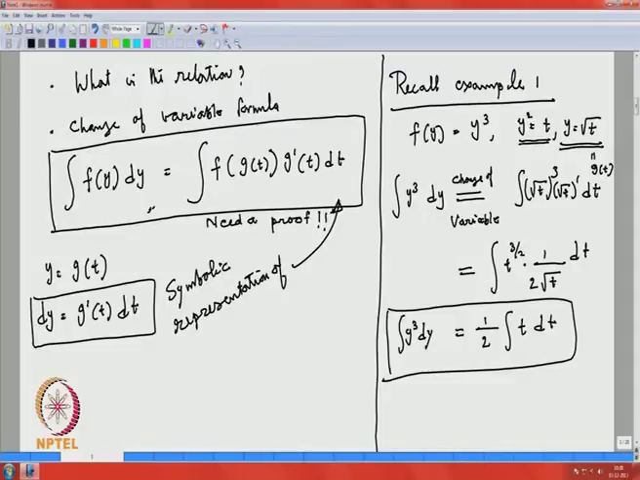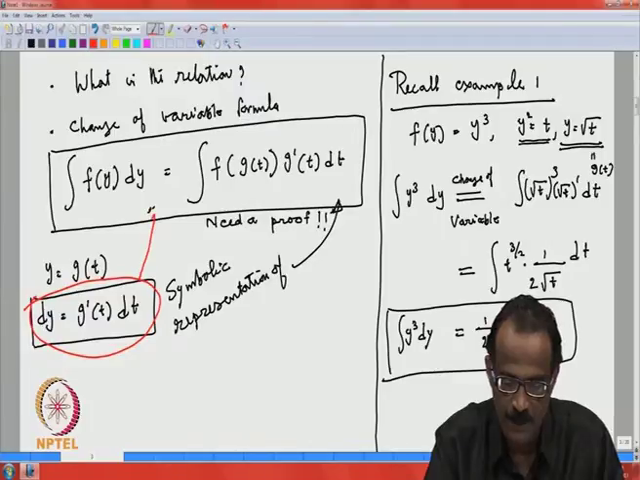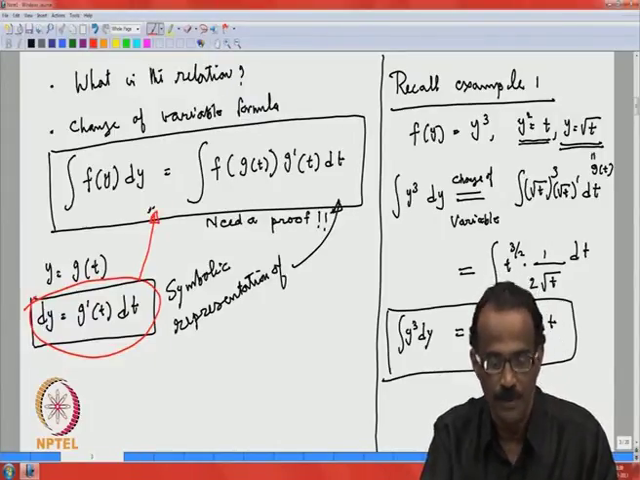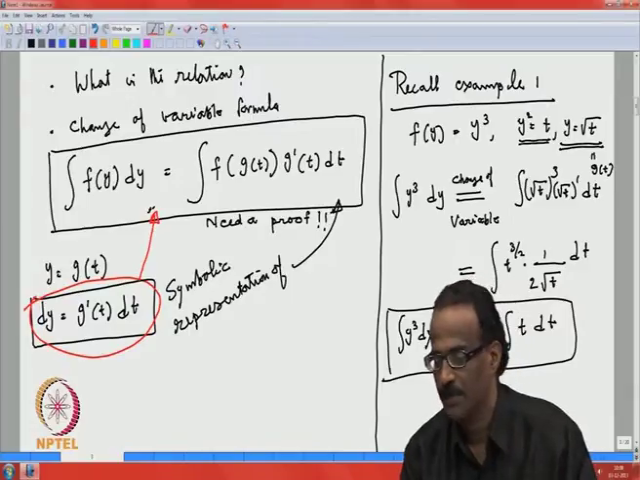Whenever we write something like this, dy equal to something like g prime of t, keep it in your mind all the time that there is some relation to this one, that is the meaning of it. So, you need to prove it, you require the change of variable formula at all points of time to conclude that, you see.